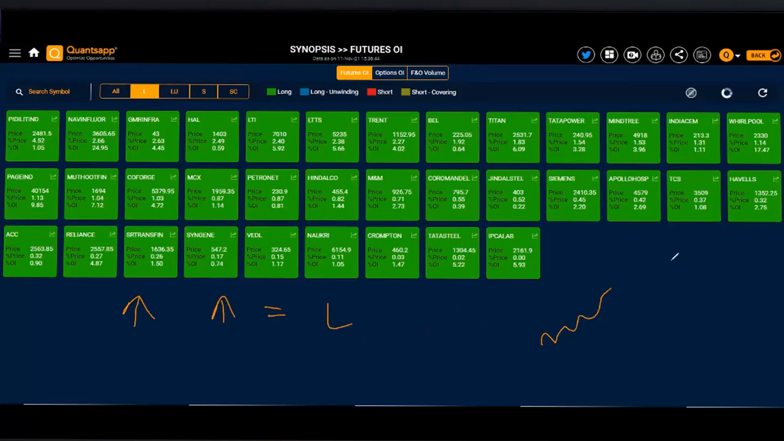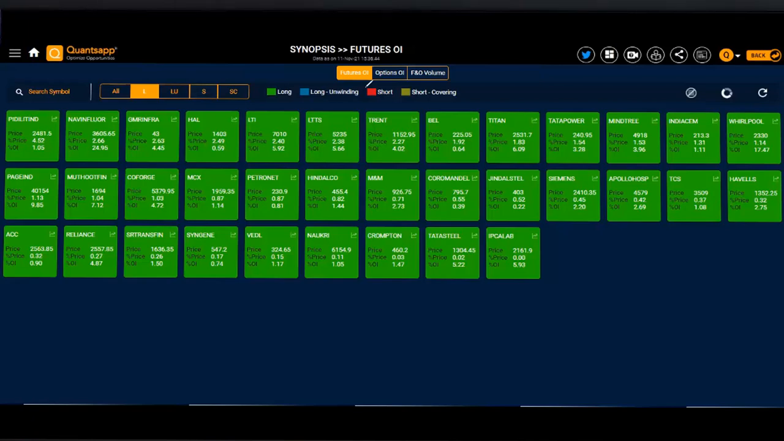OI goes up when buyer and seller both participate, right? But let's say this is a price chart of a stock, and even if the prices have reached this level, there are still buyers who are participating. That tells me that that stock or that instrument, whatever the instrument is, has significant strength along with it. So long build up is a significant positive move wherein the OI goes up along with the prices going up. The rising prices are backed up by significant open interest participation.